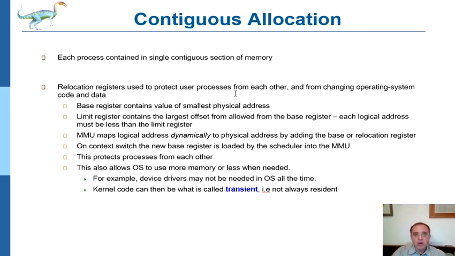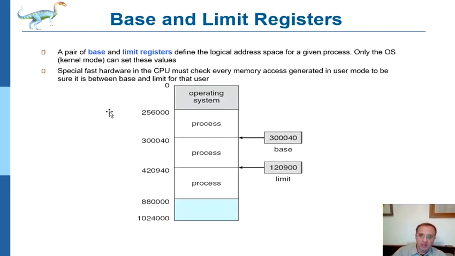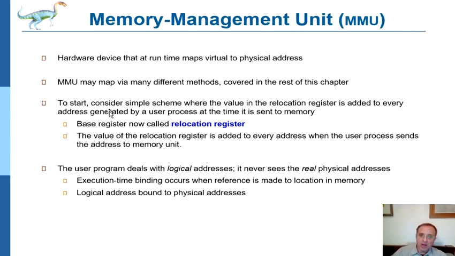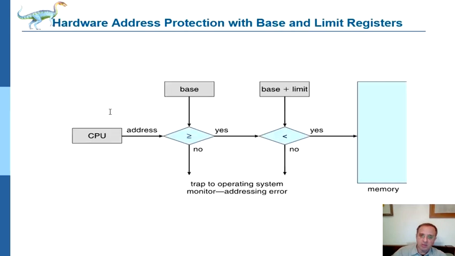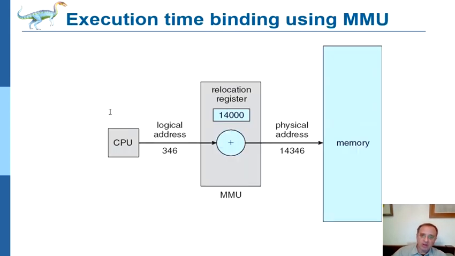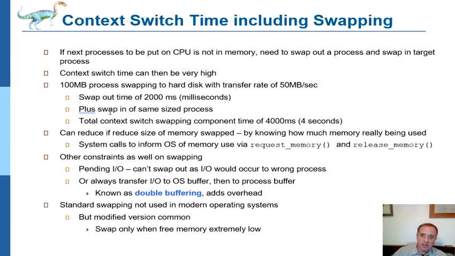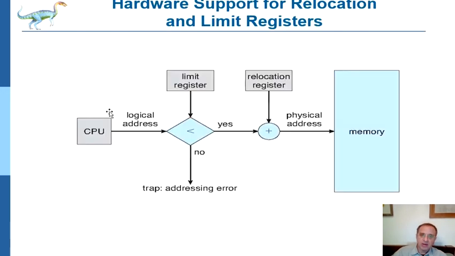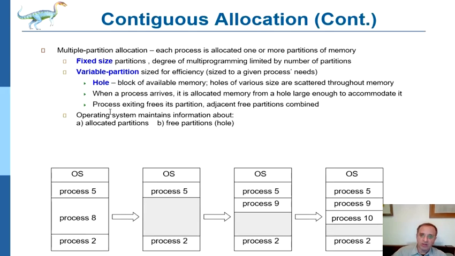Okay, so the base register contains the value of the smallest physical address. And the limit register, well, we don't actually have that here. This is talking about a different scheme, this scheme, where we have a base and limit register. It's slightly different, but if you think about the picture I just showed you, it's a little bit better with a limit register and a relocation register.